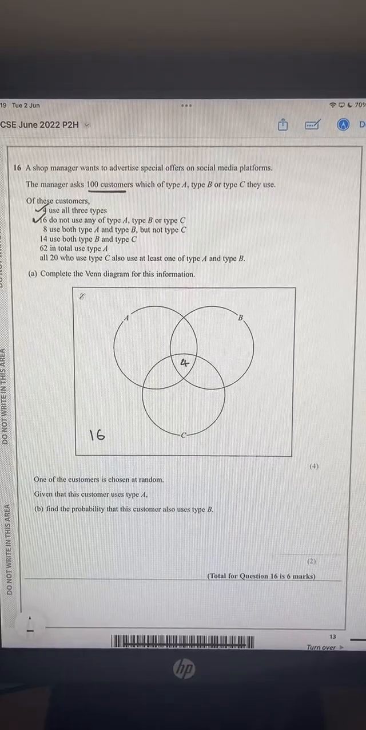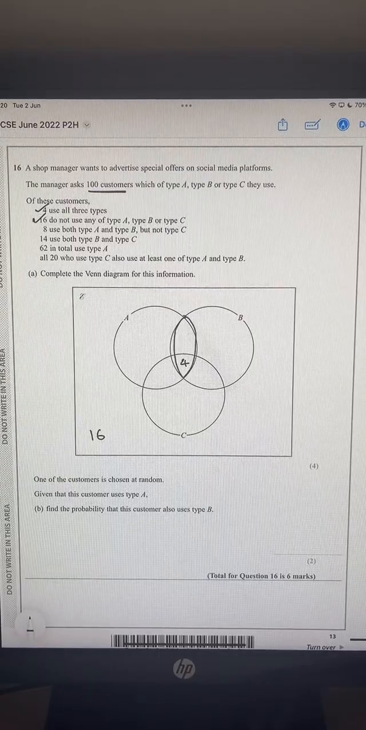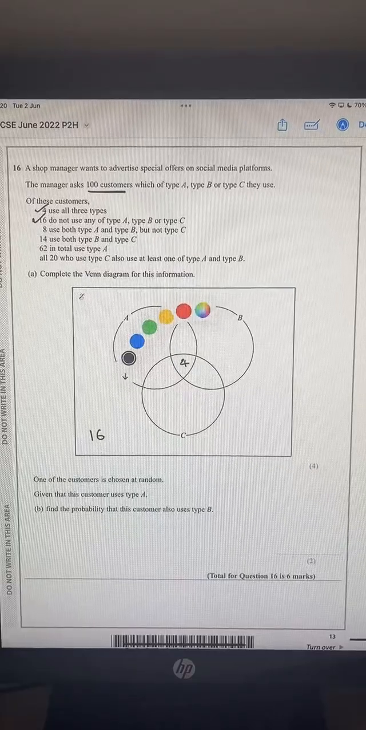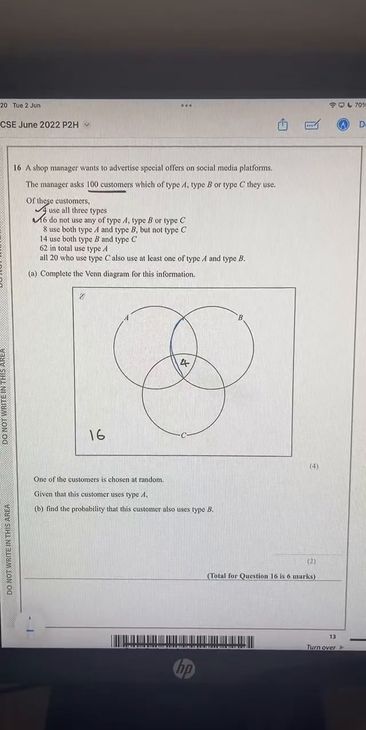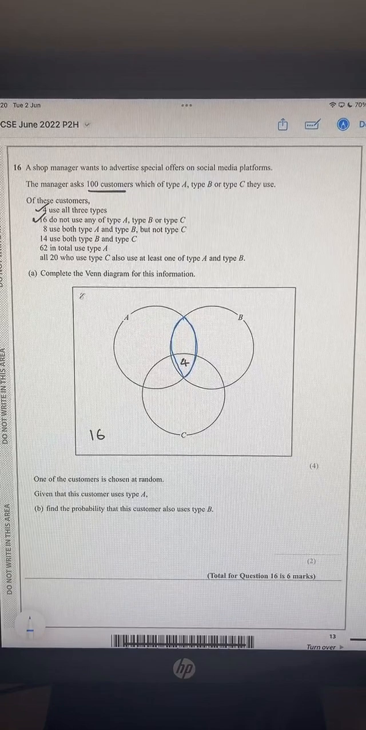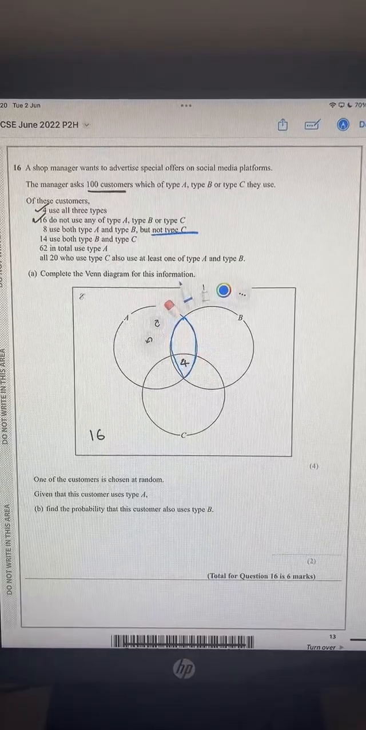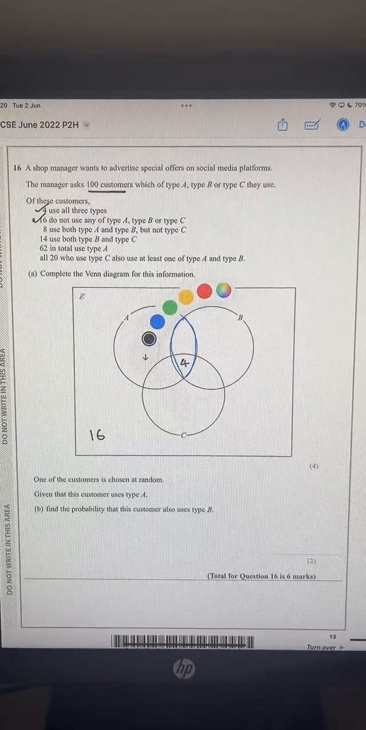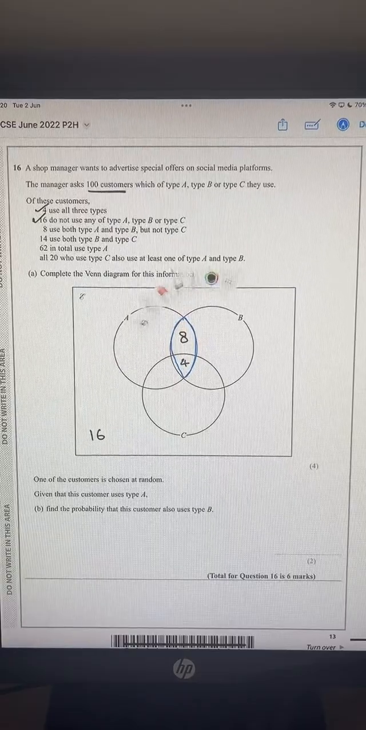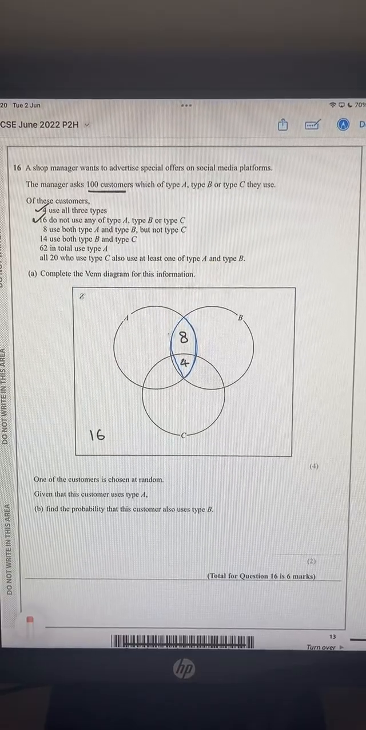That's my next part. 8 use both A and B, but not C. So A and B is this section here. I'm going to do it in blue, actually. So this is A and B. And this is where the nuance is. But they're saying, but not C. So it's not this section here. So the only bit left of my diagram is this top bit up here. So that is where I put 8, because 8 use A and B and not C. Let's rub this out. Okay, hopefully that's making sense so far.